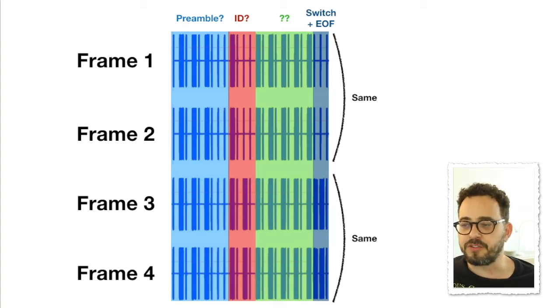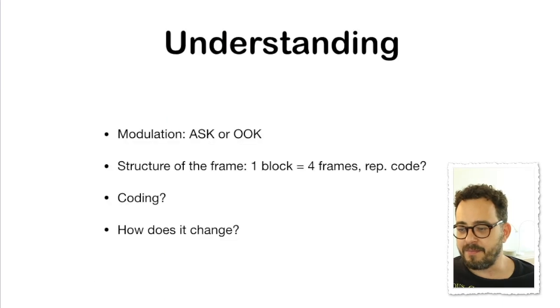So now let's go back to the questions that we have. Now we have understood the modulation. We have understood the structure of the signal, which is one block. One button press corresponds to one block, and one block corresponds to 4 frames in a kind of repeated sequence that hints at a repetition kind of code or something like that, such that we're sure that each one of these blocks will be correctly received and correctly understood by the receiver.